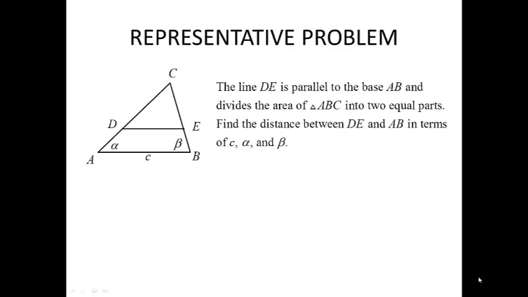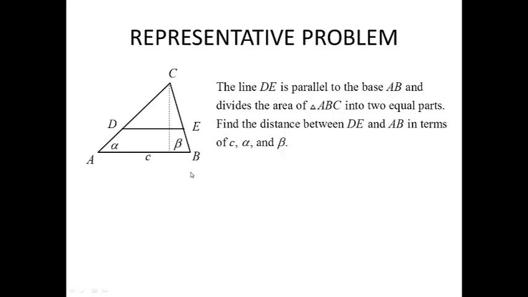In this problem, we're given a triangle ABC, which is partitioned by the line DE into two equal parts. It means that the area of the triangle DEC is equal to the area of the trapezoid ABED. Alternatively, we can say that the area of the triangle DEC is half the area of the triangle ABC. We're given the lengths C and the angles alpha and beta.